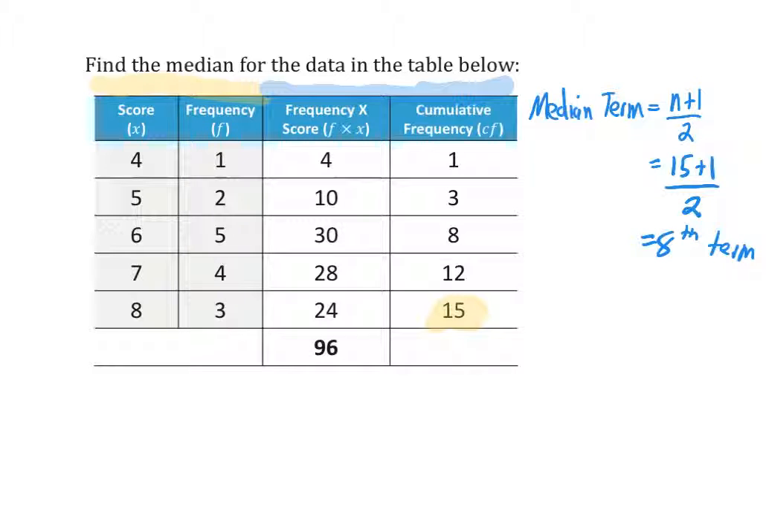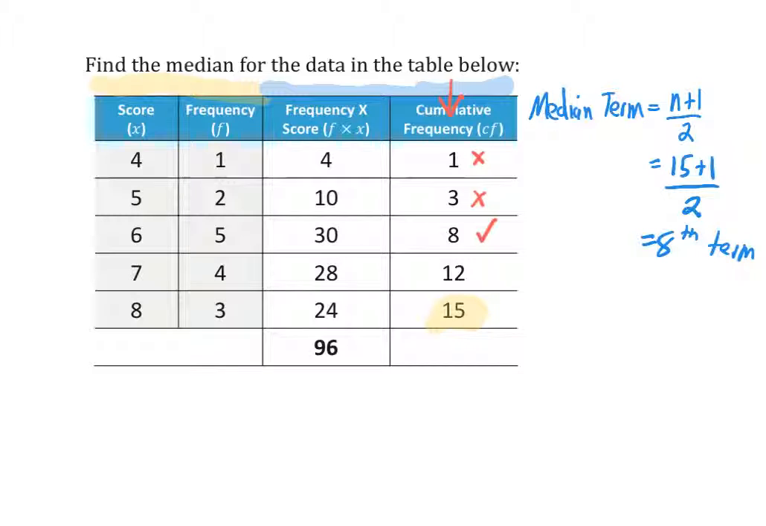So now that we know what term we are looking for, we need to start at the top of the cumulative frequency column, and work our way down and stop when we get to the 8th term, or where the 8th term is going to be. So the cumulative frequency, the first one is 1. We haven't gone past 8, so we will continue going down. The next one is 3. Still haven't gone past 8, so we continue going down. The next one is 8. So we need to stop here because we have reached 8.